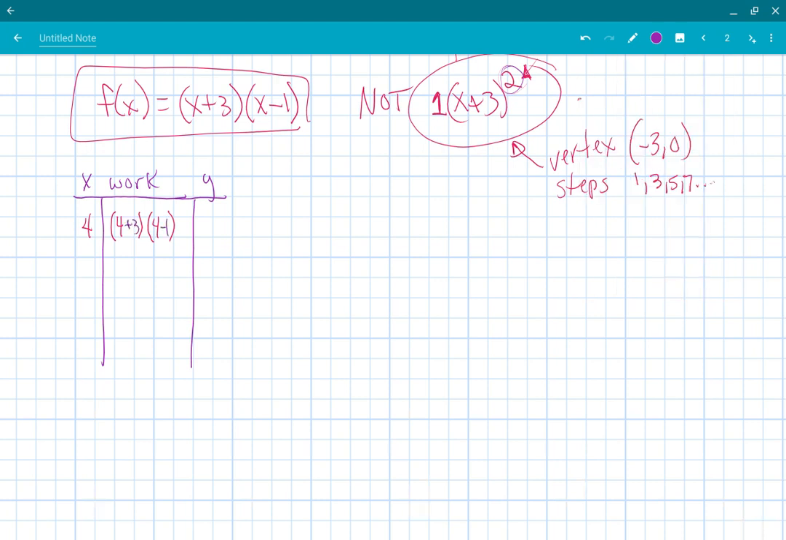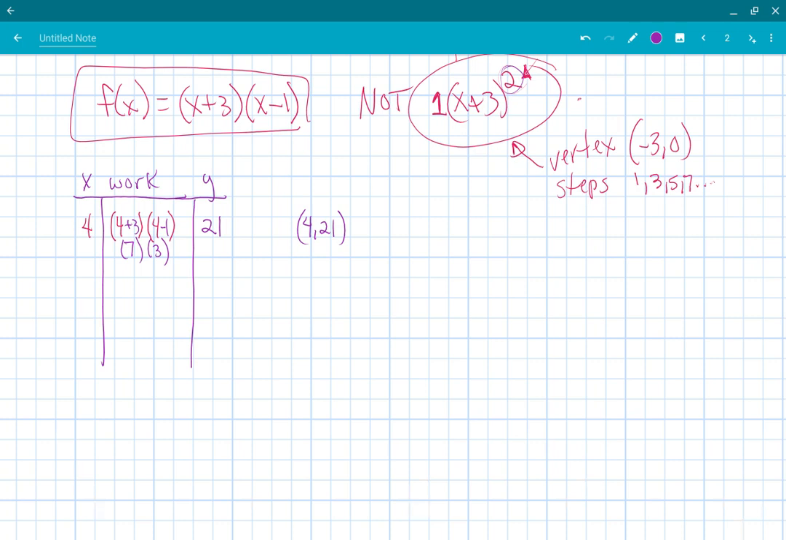All right. So what's 4 plus 3? 7. And what's 4 minus 1? 3. So what do we do with 7 and 3? What do the parentheses mean to do? Multiply. So it's 21. All right, so we got one answer. We got (4, 21).